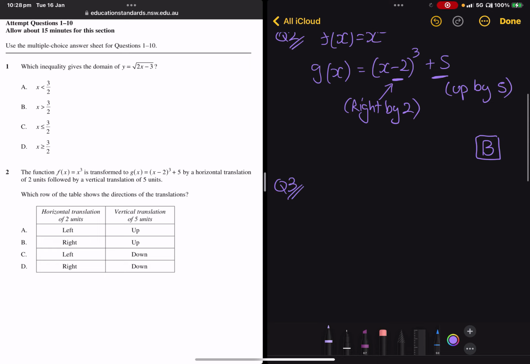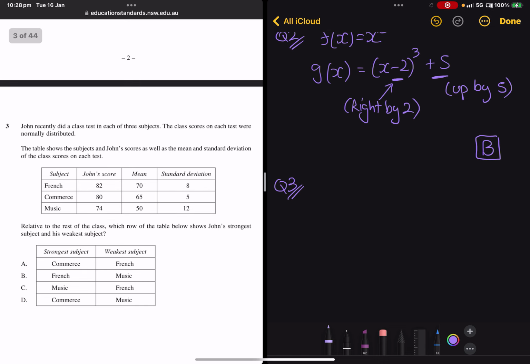Now let's have a look at question 3. So here we have John recently did a class test in each of 3 subjects. The class scores on each test were normally distributed. The table shows the subjects and John's scores as well as the mean and standard deviation of the class scores on each. And we have a list of numbers here. Relative to the rest of the class, which row of the table below shows John's strongest subject and his weakest subject? So we really want to know his Z scores here.